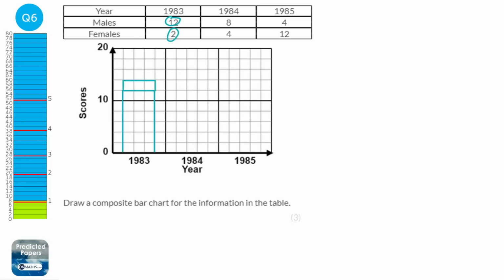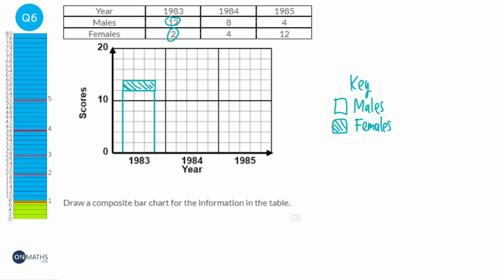And we need a way of showing male or female. So what I'm going to do is just shade the female there. And I'm going to just draw a key. I'm going to say if it's not shaded, it's males. And if it is shaded, it's females.